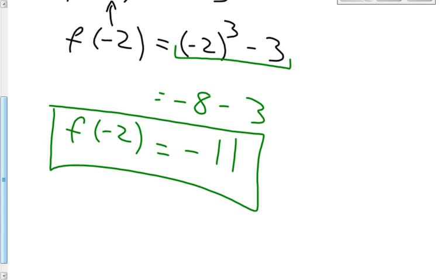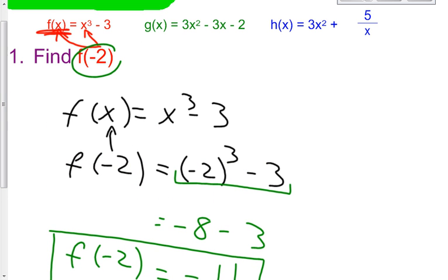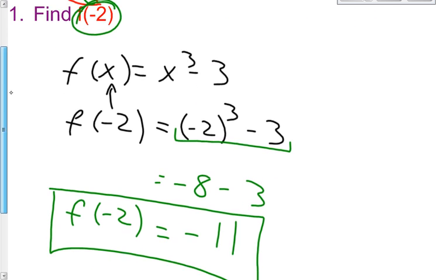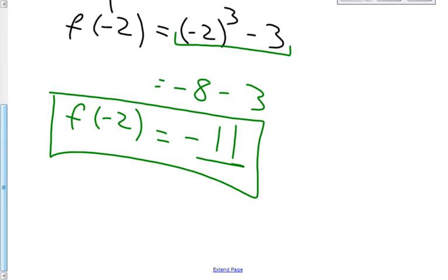So as you can see, this -2 went through this machine. As it went through as a -2, it came out of the machine as a -11. And that's what I want you to think of when we're doing this function notation. We're putting these values into a machine in one end, and it's going to come out of the other end transformed a little bit.